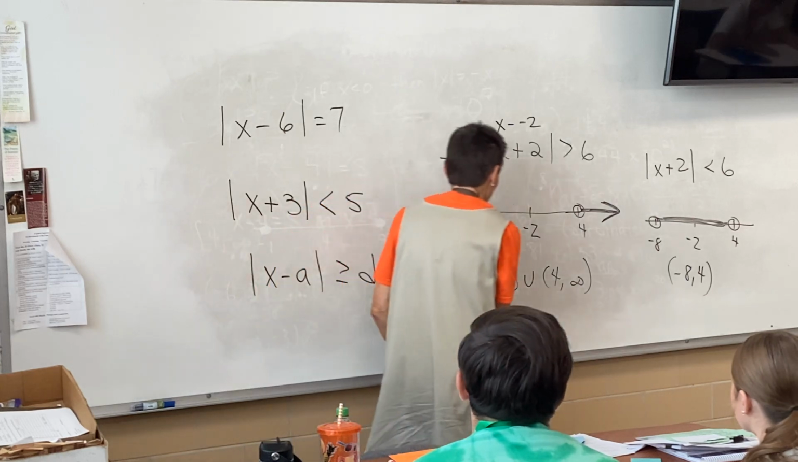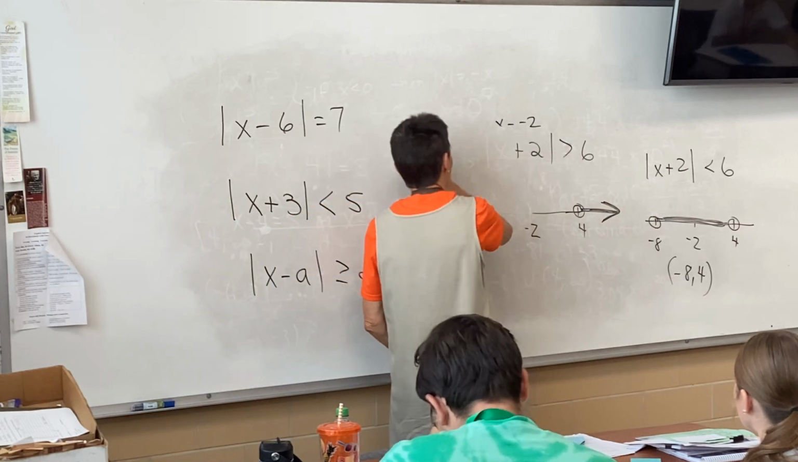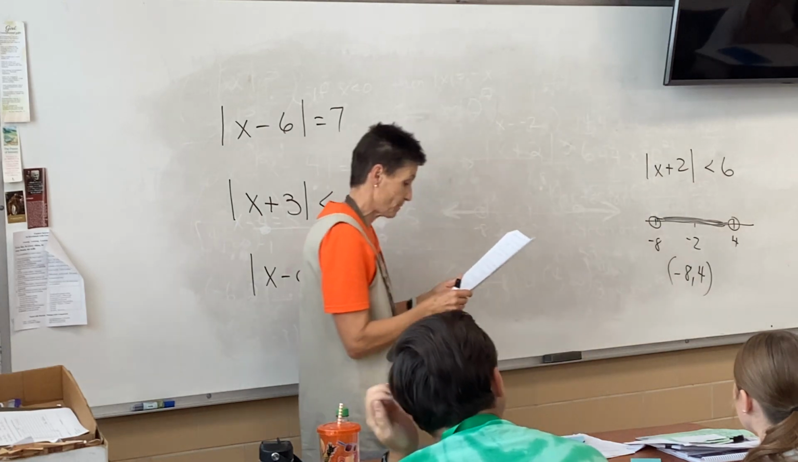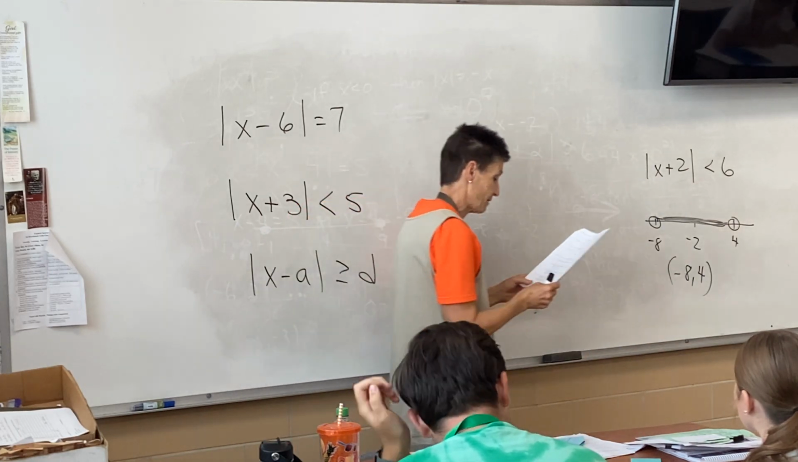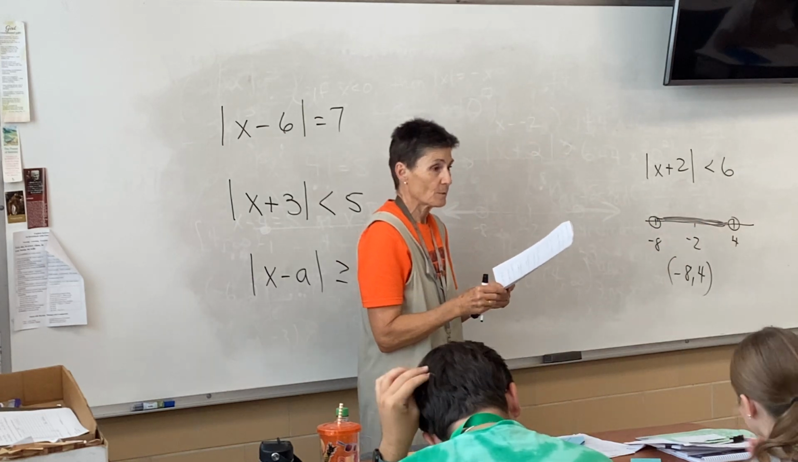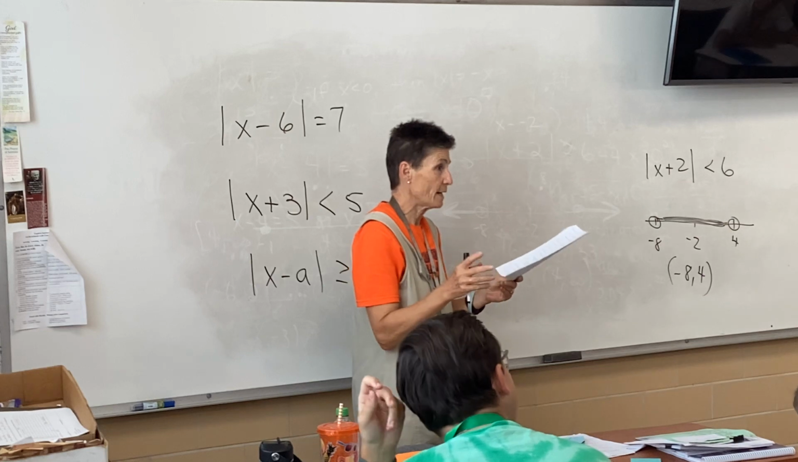How do we find the midpoint of anything? Whether we're on the number line or not, how do we find the midpoint? Average, just average them. So the midpoint of 6 and negative 9 would be what? Negative 3 halves? Negative 1 1/2.